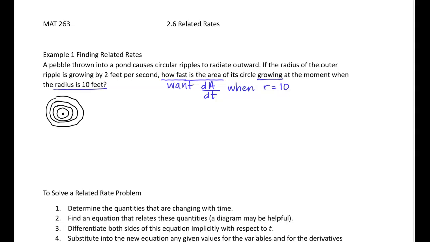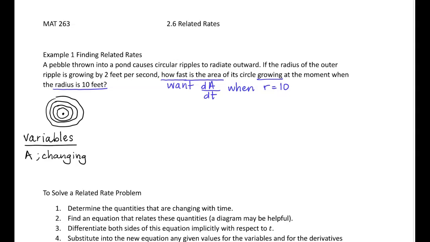So let's think about our variables that we have in this problem. And we're also going to think about whether they're changing or whether they're not changing. So we do have the area of these circles, and the area is changing. If it's changing, that means it has a rate of change. If it has a rate of change, that means it has a derivative, a dA/dt, which we've already said we want to find.